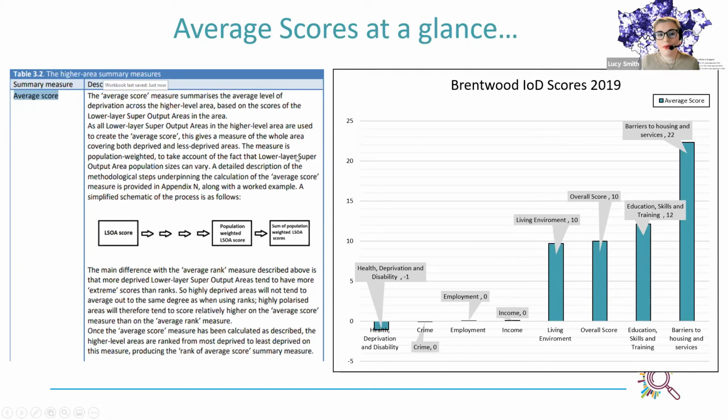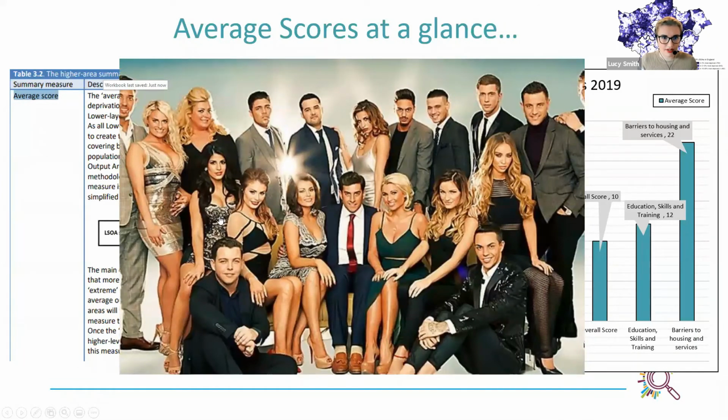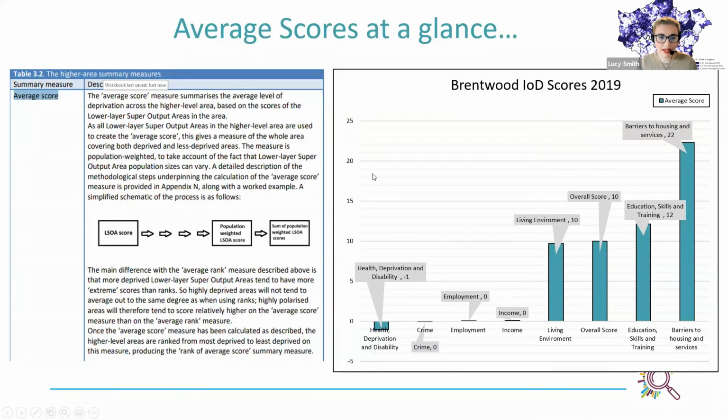But this actually answers a question that I was just about to raise. So average scores at a glance, essentially these can be a little bit confusing because they are weighted against the population of an area. So if I'm looking at Brentwood, for example, Brentwood is quite an affluent area, right? So it's quite surprising that Brentwood has performed badly across the living environment, the barriers to housing and services, education, skills and training, right? It seems a little bit confusing, but that's actually because it's got a population weighting. So essentially the population weighting can affect the output that you get.